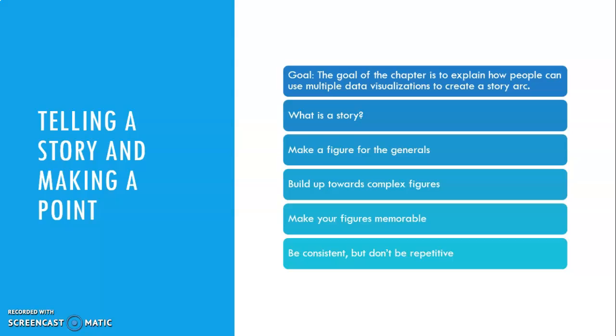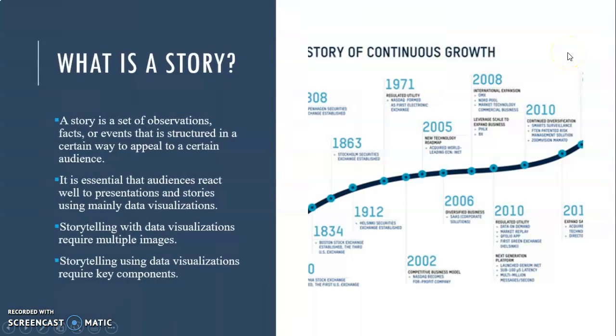The goal of this chapter itself is to explain how people can use multiple data visualizations to create a story arc. That chapter is divided into the following parts. What is a story? Make a figure for the generals, build up towards complex figures, make your figures memorable, and be consistent but don't be repetitive. The first part is what is a story? Now, a story is obviously a set of observations, facts, or events that is structured in a certain way to appeal to a certain audience.